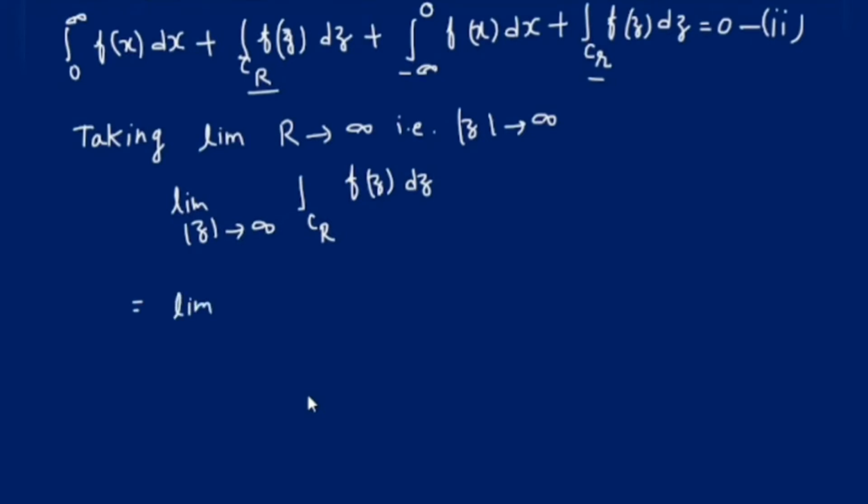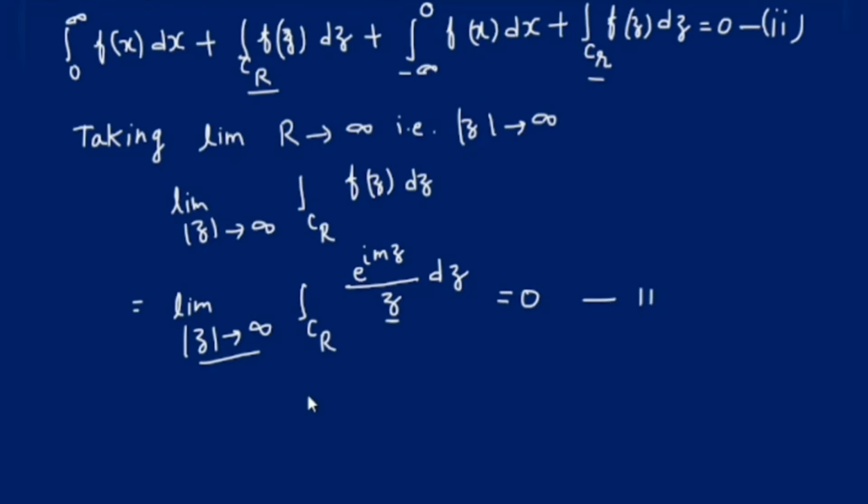It is equal to limit mod z tends to infinity of the integral along C_R, where the function is e to the power iota mz divided by z dz, and definitely after applying this limit, this value will become 0. Okay, so it is equal to 0. It is equation number 3.